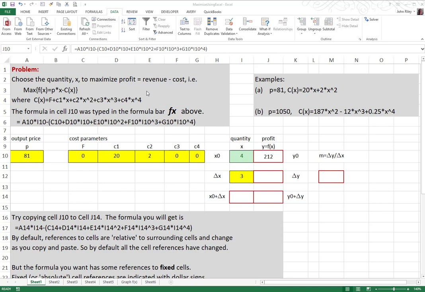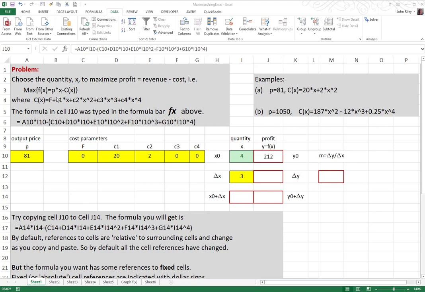Suppose you knew nothing about calculus and you're given a profit maximization problem. I want to convince you right now that you could solve it using Excel. Open a spreadsheet, as I've done, and here's the example.